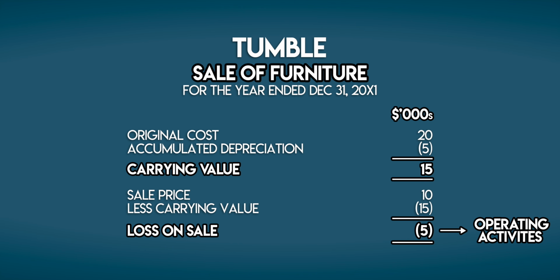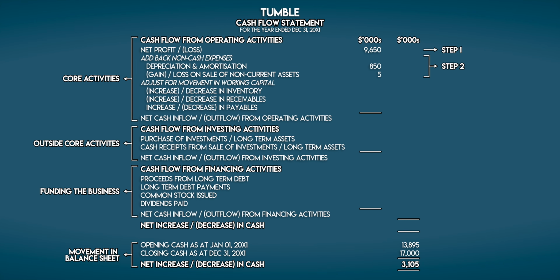This is also a non-cash expense, and it was charged to general and admin expenses in the income statement. We need to reverse it out in our cash flow statement. So we'll add back a loss on the sale of furniture of $5,000.